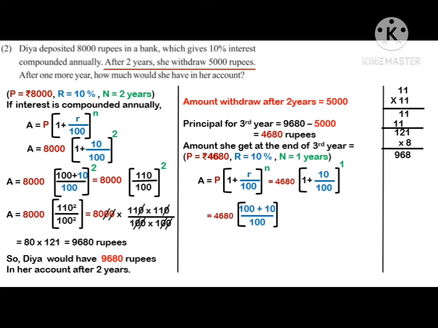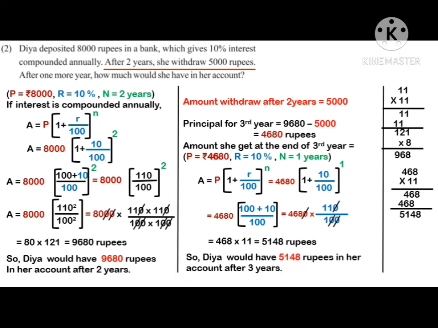4,680 into 1 plus 10 by 100 all raised to 1. It can be written as 4,680 into 100 plus 10 by 100, which is equal to 4,680 into 110 by 100. When we solve it, we get 468 into 11, which is equal to 5,148 rupees. So we can say Dia would have 5,148 rupees in her account after 3 years.